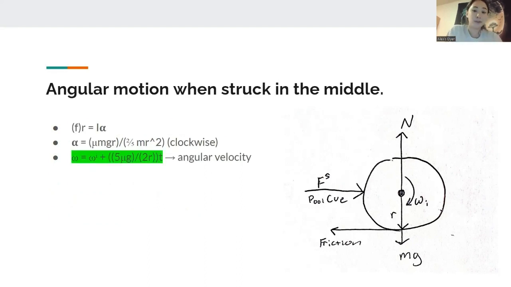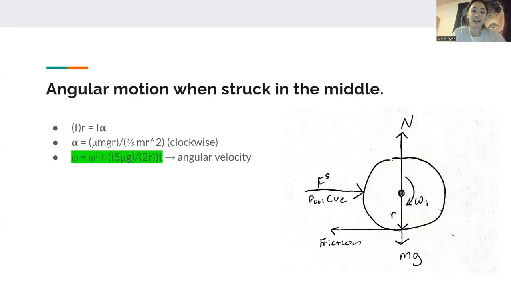And then once we've looked at linear motion, we can look at the angular motion and how that relates. And so we're going to want to look at that angular acceleration, and again, accounting for friction. And we're going to get an angular acceleration of our friction constant times mass times gravity times radius divided by our moment of inertia of the ball. And in that case, it's going to be 2/5 mass radius squared.